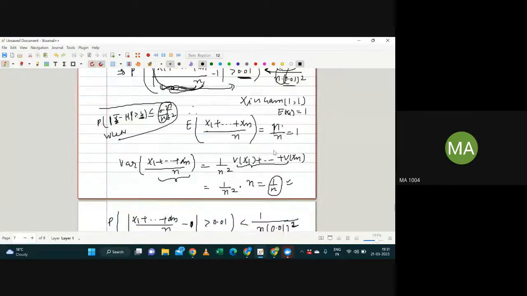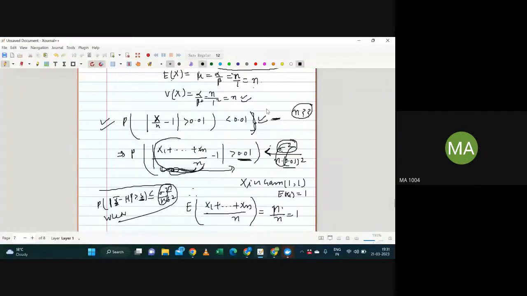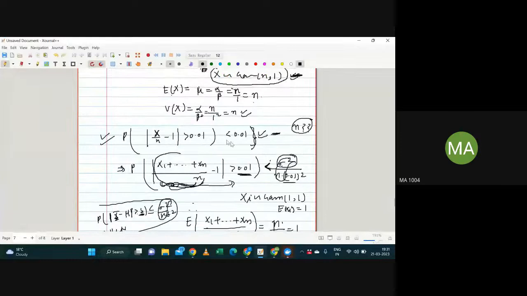So in the question, this probability is given to me as 0.01, correct? See, the probability of mod of x bar minus 1 greater than 0.01 is less than 0.01, is given to me, right? And we got by the weak law of large numbers, this is my inequality.